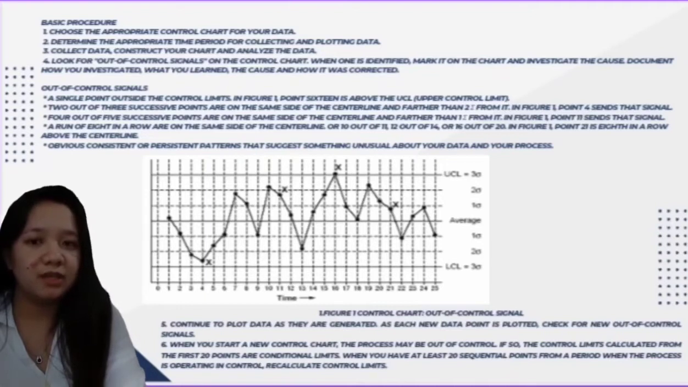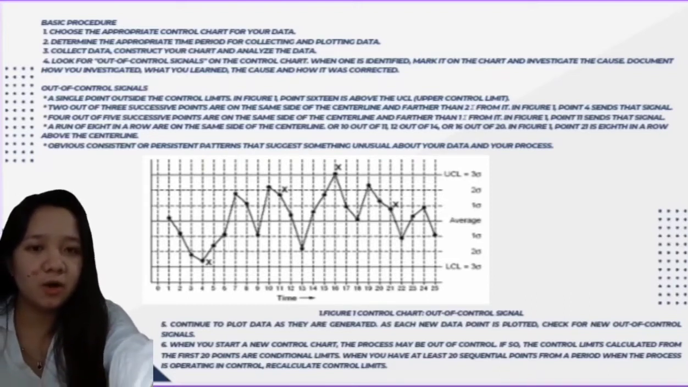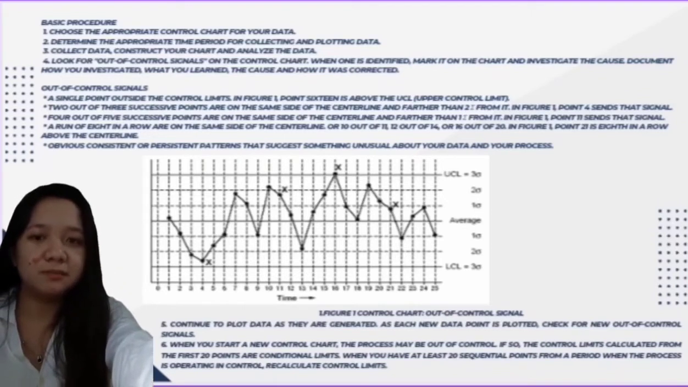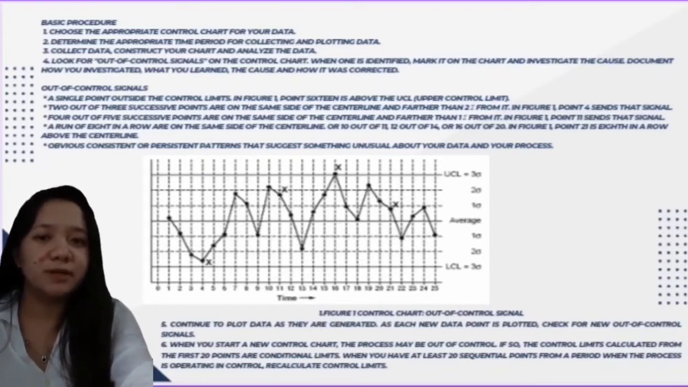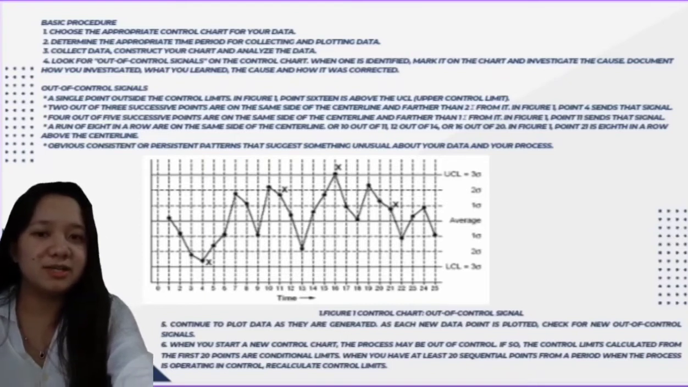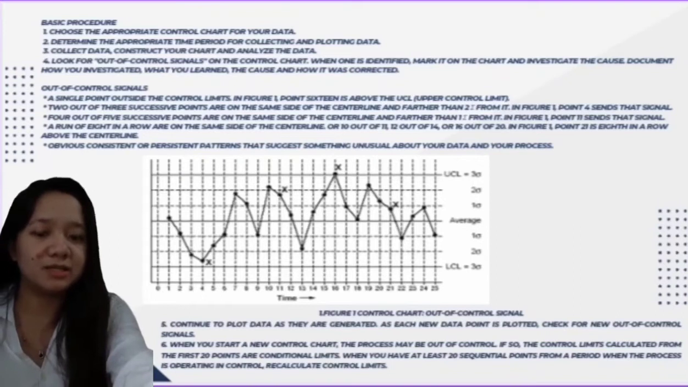A run of 8 in a row on the same side of the center line, or 10 out of 11, 12 out of 14, or 16 out of 20. In Figure 1.21, there are 8 in a row above the center line. Also watch for obvious consistent or persistent patterns that suggest something unusual about your data and your process.